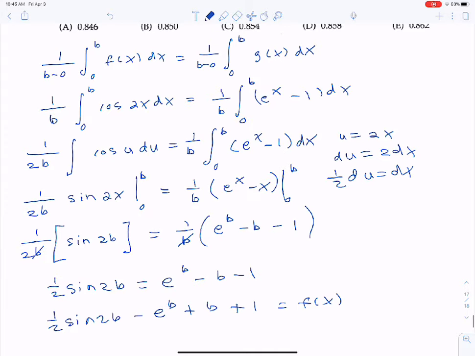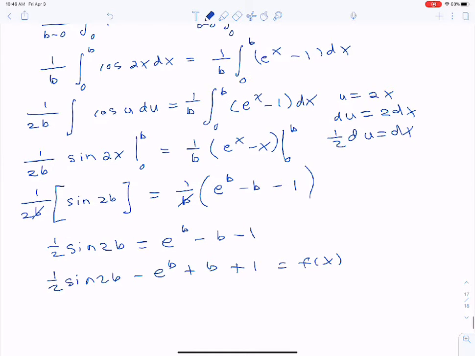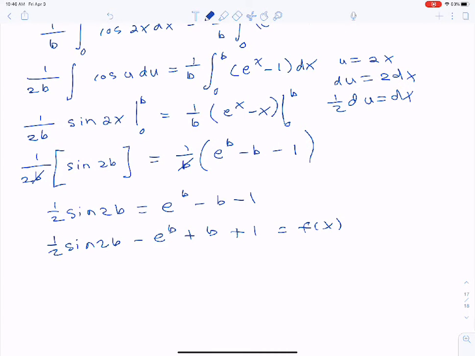That looks good. Then I get 1 over 2b sine 2b minus sine of 0. That's fine. This becomes e to the b minus e to the 0, which is 1 minus 0. That is correct. Which becomes, I multiply both sides by b. That's fine. So that becomes 1/2 sine of 2b equals, that looks right. Sine, move that over, minus b plus. I am not seeing the error right offhand.